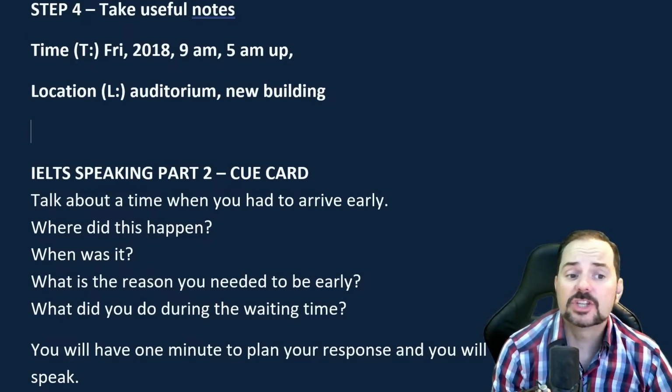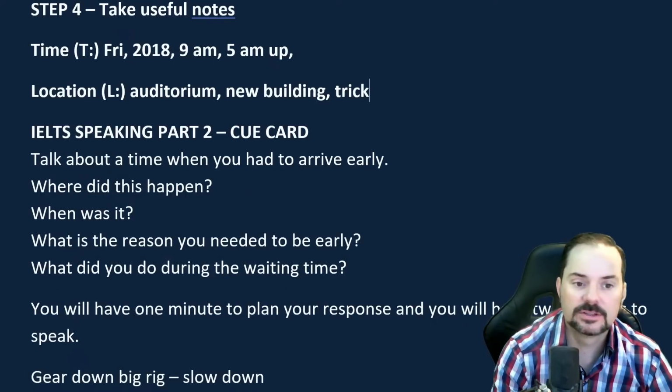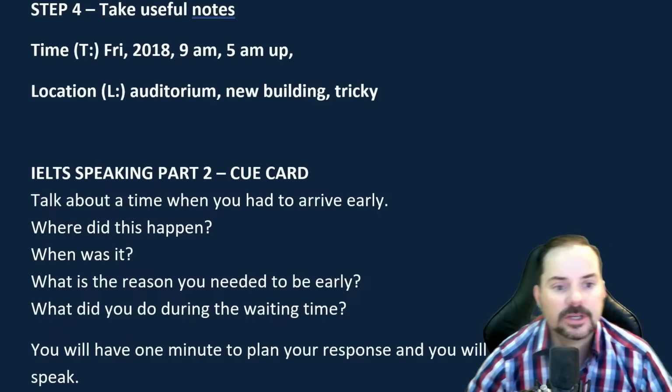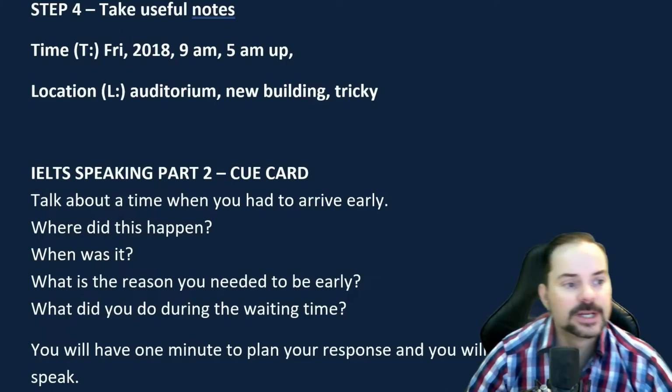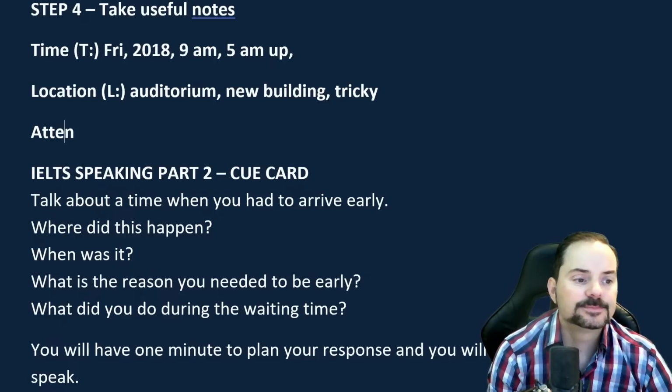So, location, auditorium, new building. Okay, maybe you can even add the word tricky. It was tricky. They're tricky to find sometimes. Like you have to go downstairs through these hallways. They're tricky to find. Okay, attendees.